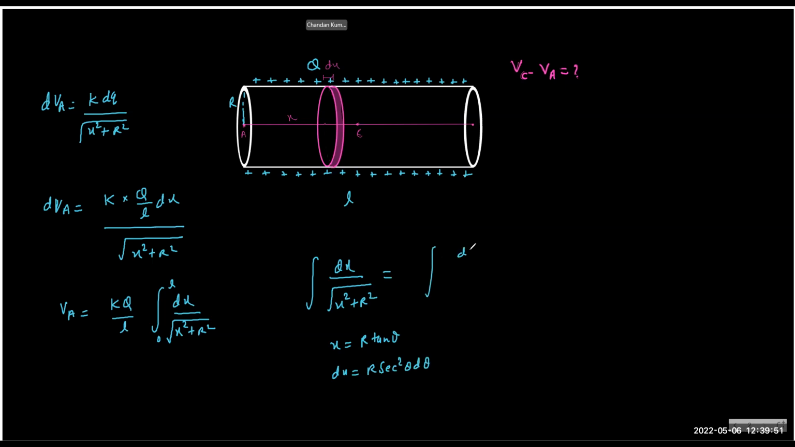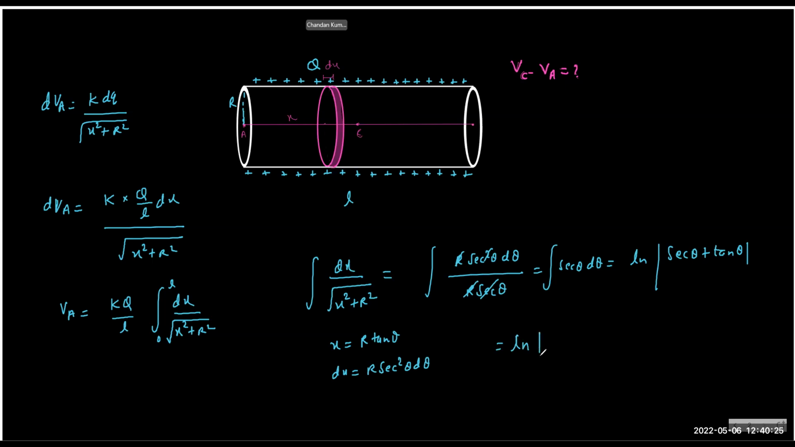So now we can write this as r sec square theta d theta upon, and this will become r sec theta only, right? Yes, sir. So what we get is sec theta d theta, which itself has the formula ln sec theta plus tan theta. So the answer will be in terms of ln.